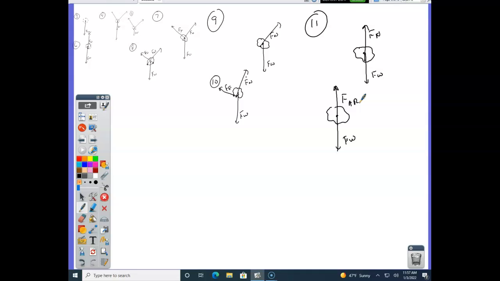13. Let me try 13. There's force weight going down. Whoops. Force normal going up. And then force of weight going down. Oh, this is terrible. Force of friction going to the left, attached to the bottom. My computer can't update that fast, apparently, today. All right, so force friction to the left, attached to the bottom.